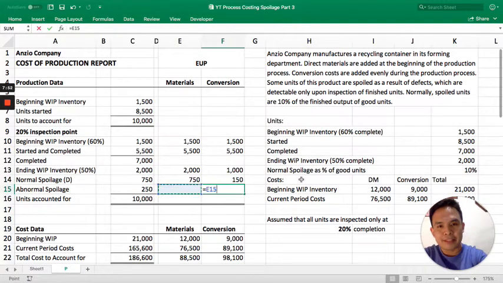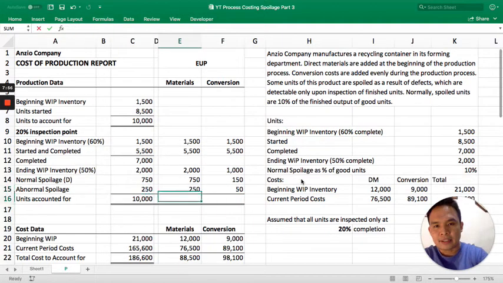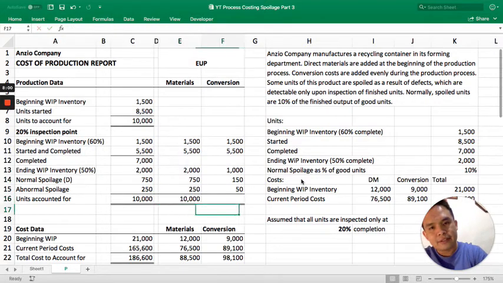Same for abnormal, na-discover siya at 20%. So, 20%. And then, complete as to materials. Did I get everything right? Okay.